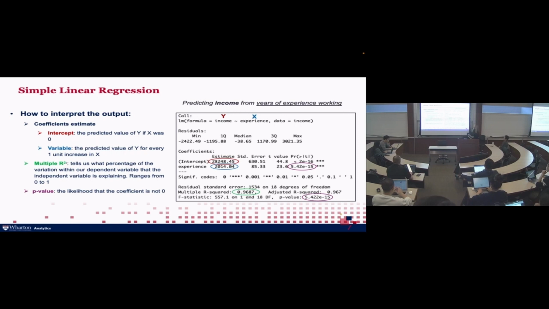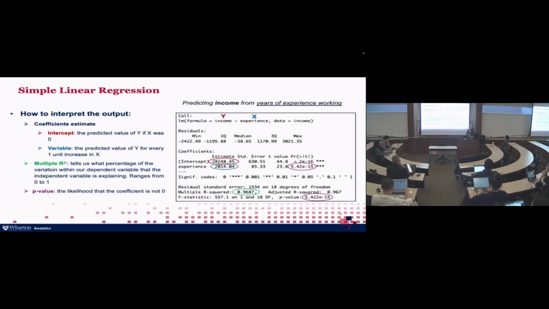The intercept is circled in red here, and it's the predicted value of Y if X was 0. So plugging in our variables, it's the predicted value of income if years of experience was 0. So if someone's fresh out of school, this should be all relevant to you guys, fresh out of school, no years of experience in the workforce, based on this data set, the predicted income of that individual is $28,248.